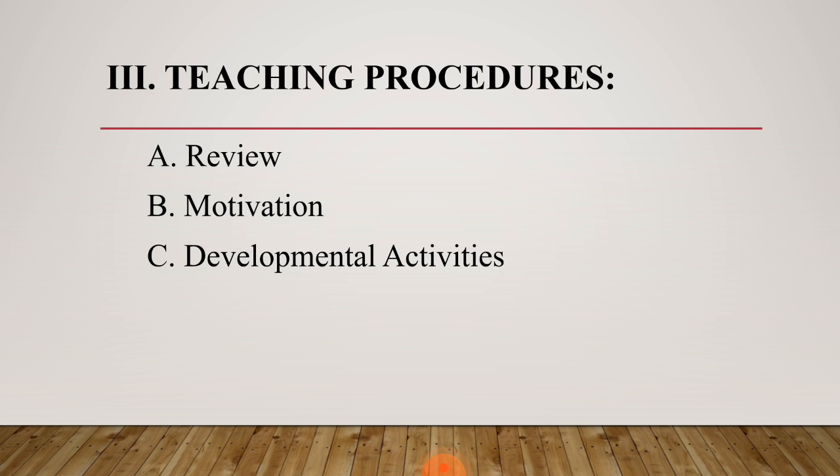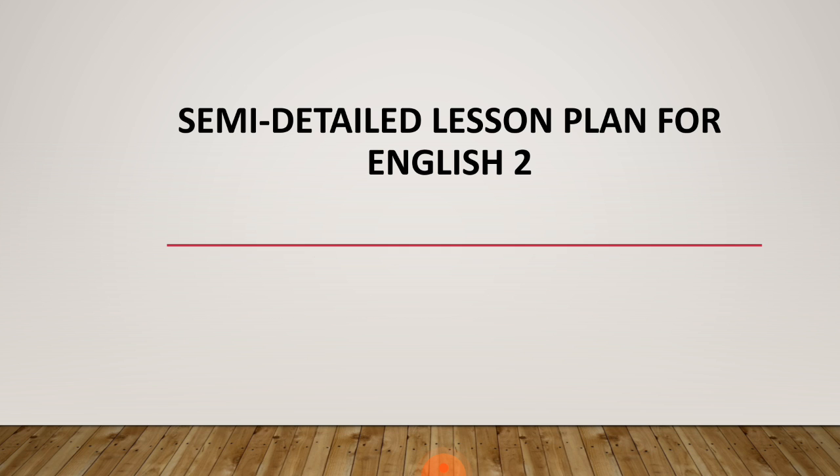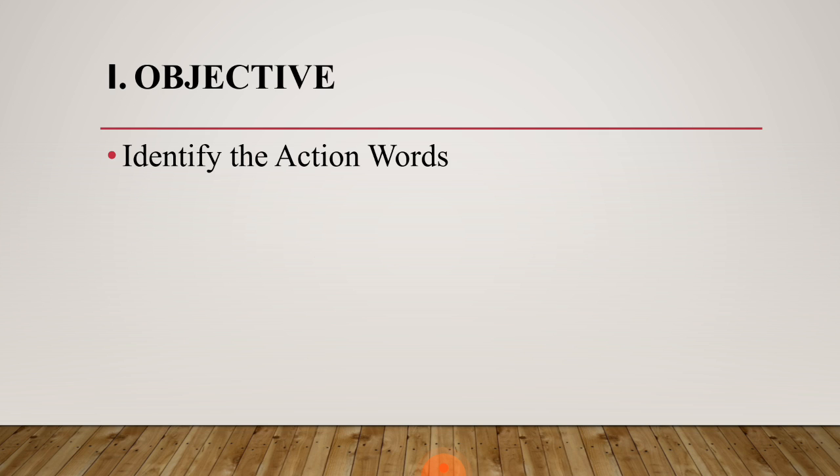So in this semi-detailed lesson plan for English 2, the first thing is the objective. The most important one is the objective, because it denotes what your objective of teaching a lesson is. So my objective here is to allow the students to identify the action words of the lesson that I teach to them.